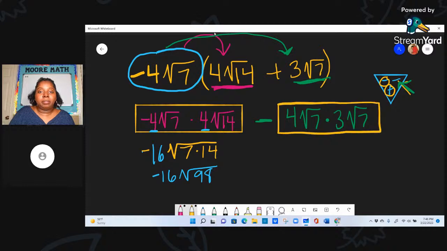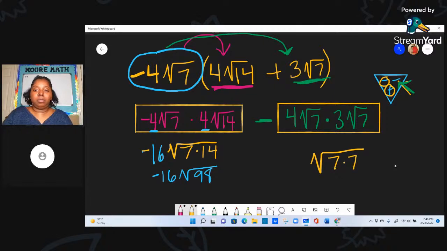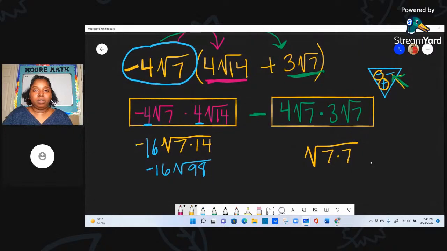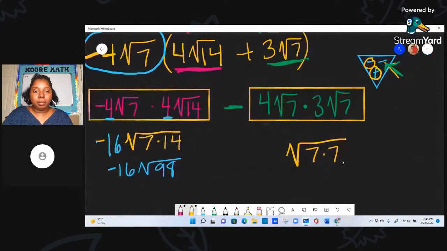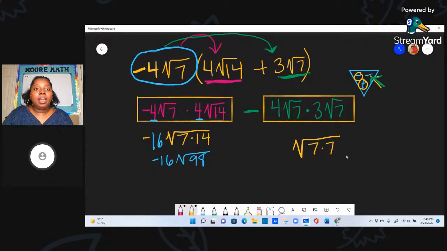Okay, what can I combine? The 2 square roots of 7. Good. And 7 times 7? 49. Oh, sorry, I'm going too big. There we go.